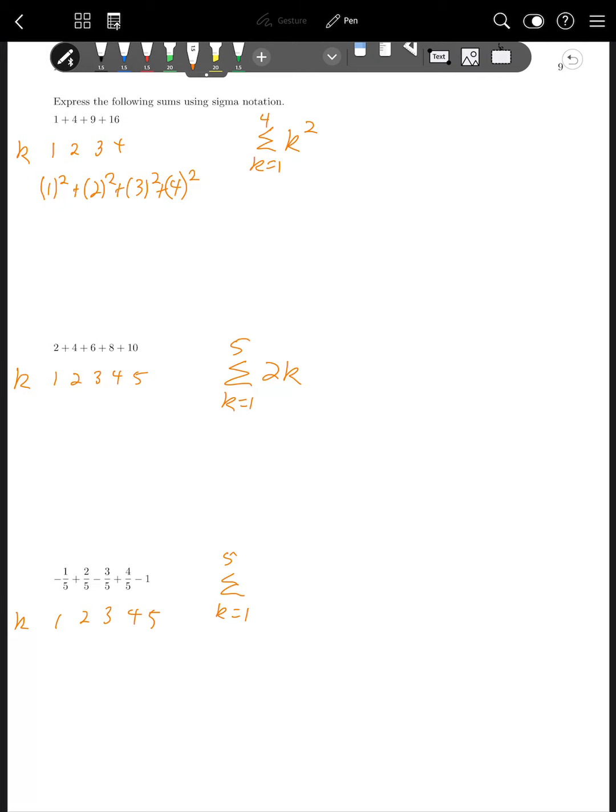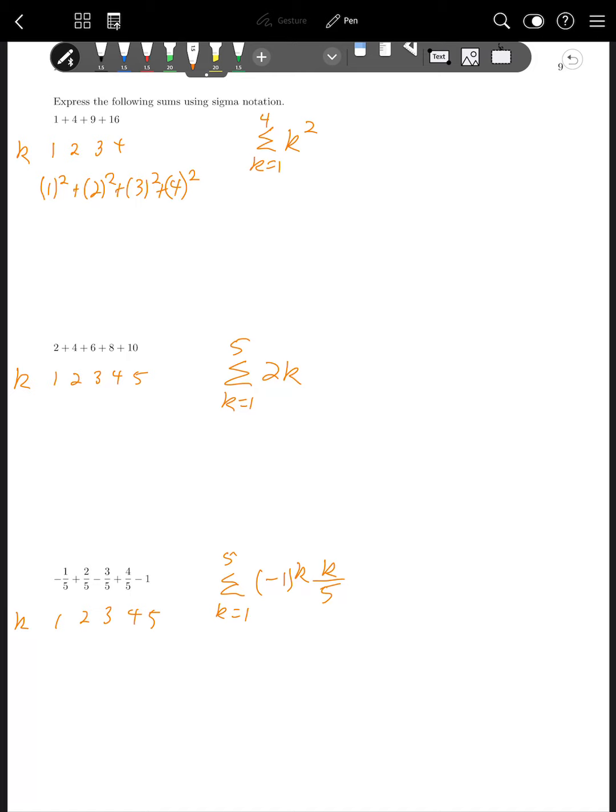And then for the second one down here, well, what do I have to do to 1, 2, 3, 4, and 5 to get negative 1/5, 2/5, negative 3/5, 4/5, and negative 1? Well, first you can notice that we're alternating in sign, so we're going to have the factor of negative 1 to the k involved, right? Because on the previous page we saw that if we had negative 1 to the k, that alternates the signs of the terms. And then I have to divide these by 5, right? 1 divided by 5 is 1/5, 2 divided by 5 is 2/5, 3 divided by 5 is 3/5, 4 divided by 5 is 4/5, and 5 divided by 5 is 1. So this would be k over 5. And that's the idea.